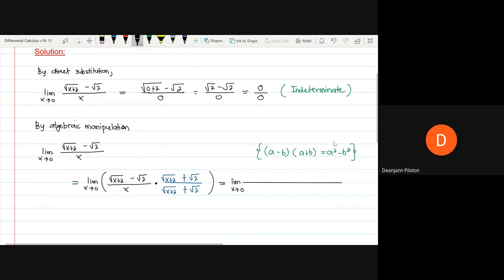So, following this form, the conjugate, we have square root of a, for example, here, square root of x plus 2. But when you multiply the conjugate, it becomes raised to 2. Then minus square root of b, which is square root of 2. Then the basis here in our conjugate is that it should be raised to 2. Then our denominator, we have x times square root of x plus 2 plus square root of 2.